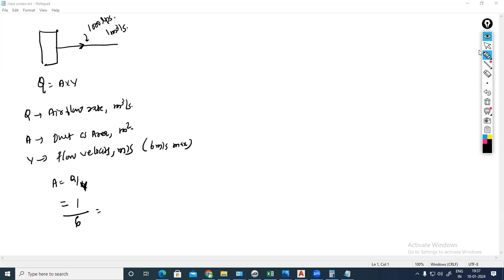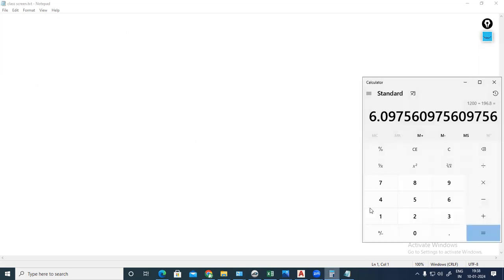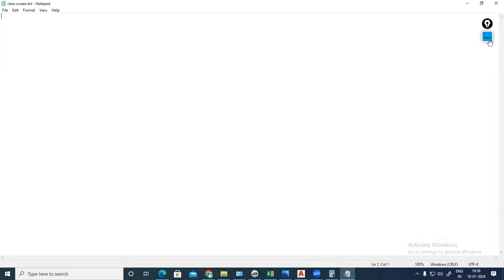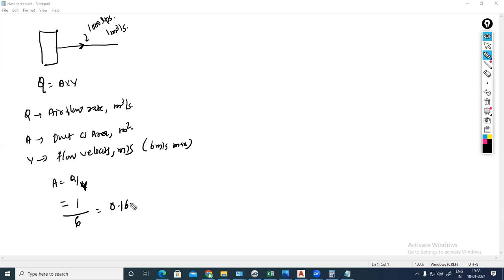So what area will I get? The cross-sectional area of the duct will be 1 divided by 6, that is 0.166, or 0.167 meter square. So I got the duct cross-sectional area for my fan coil unit. So what should be the dimension? The duct might be square, or it might be round, or it might be rectangular. For rectangular, you can consider the same dimension for oval as well.